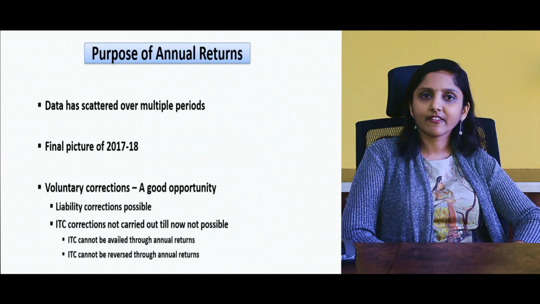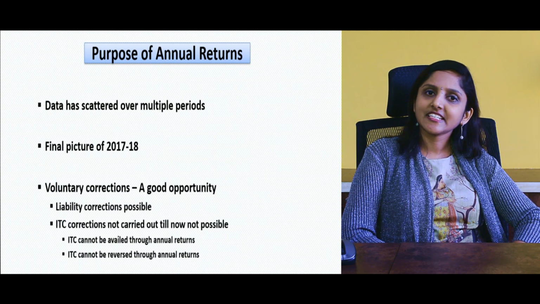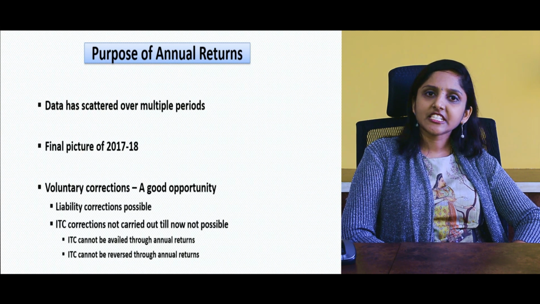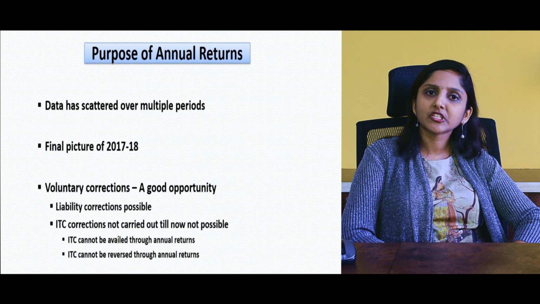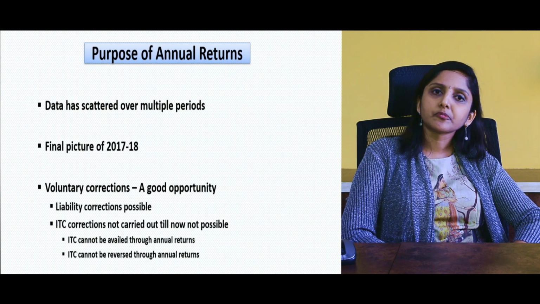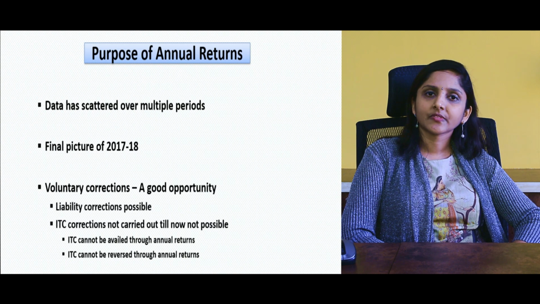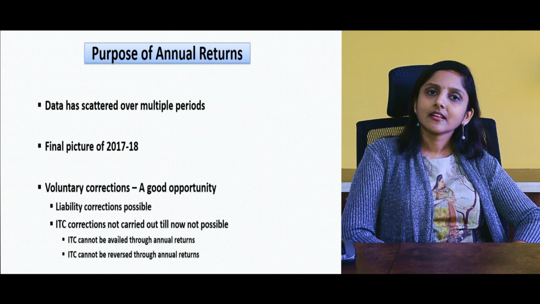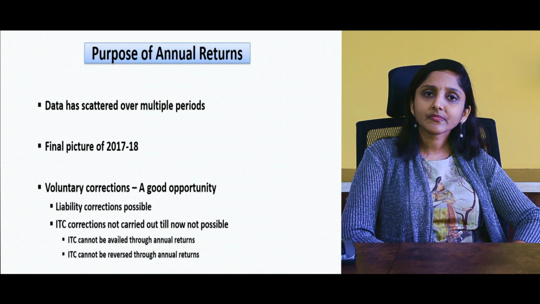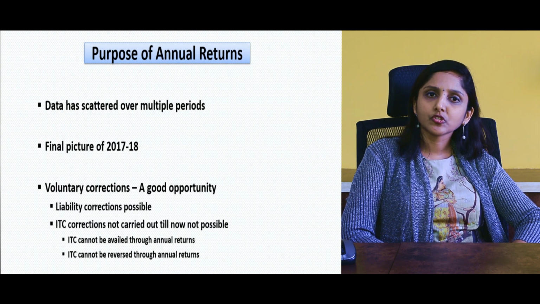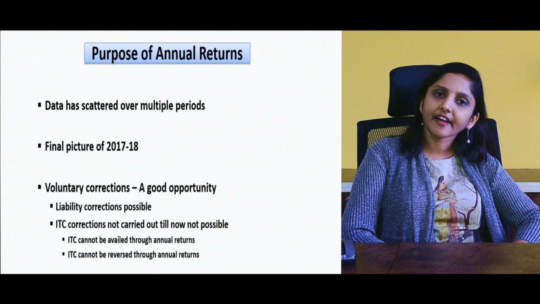Now, why is this annual return required? On 1st July 2017, the GST law was implemented and people started understanding the process of filing returns. For the initial phase, the government provided relaxation and allowed changes to the data up to 31st March 2019. So we understand that the data for 17-18 has been scattered over probably 21 months of returns, from 1st July 2017 up until March 2019. Now, to bring finality and give a final picture of what actually is the data pertaining to 17-18, this annual return filing will be of utmost importance, and it will be very relevant to file it appropriately.